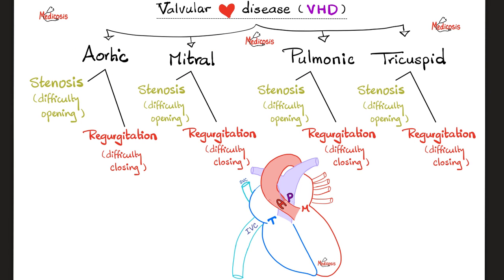Each one of these 4 heart valves can have pathologies. Pathologies could be stenosis or regurgitation. So there is aortic stenosis and aortic regurgitation, mitral stenosis and mitral regurg, pulmonic stenosis and pulmonic regurg, tricuspid stenosis and tricuspid regurg. What's the difference between stenosis and regurg? Stenosis is difficulty at opening. The valve did not open properly when it should open properly. What is regurgitation then? It is insufficiency. The valve cannot close properly. So failure to open is called stenosis, failure to close is called regurg or insufficiency.